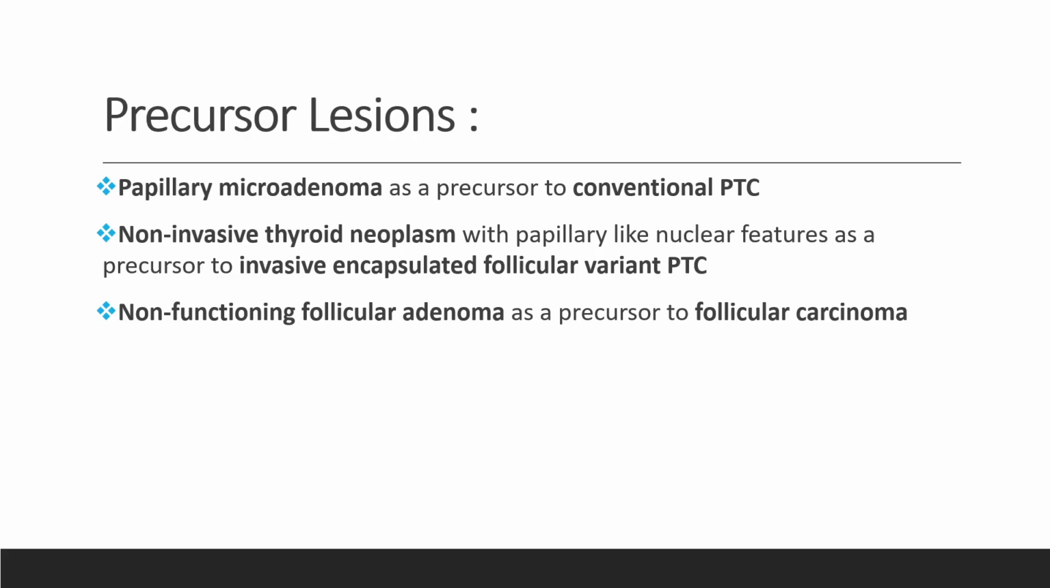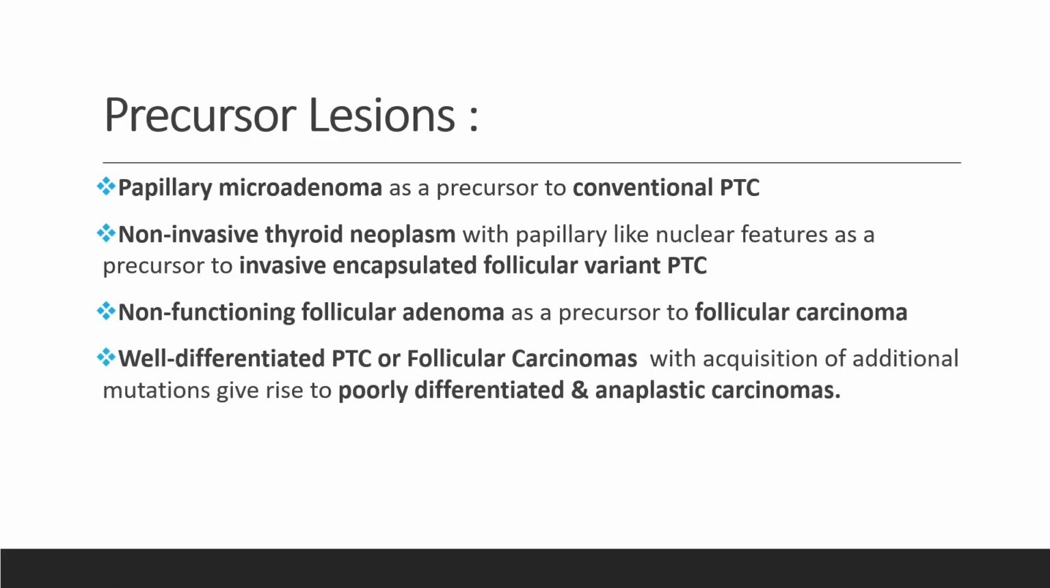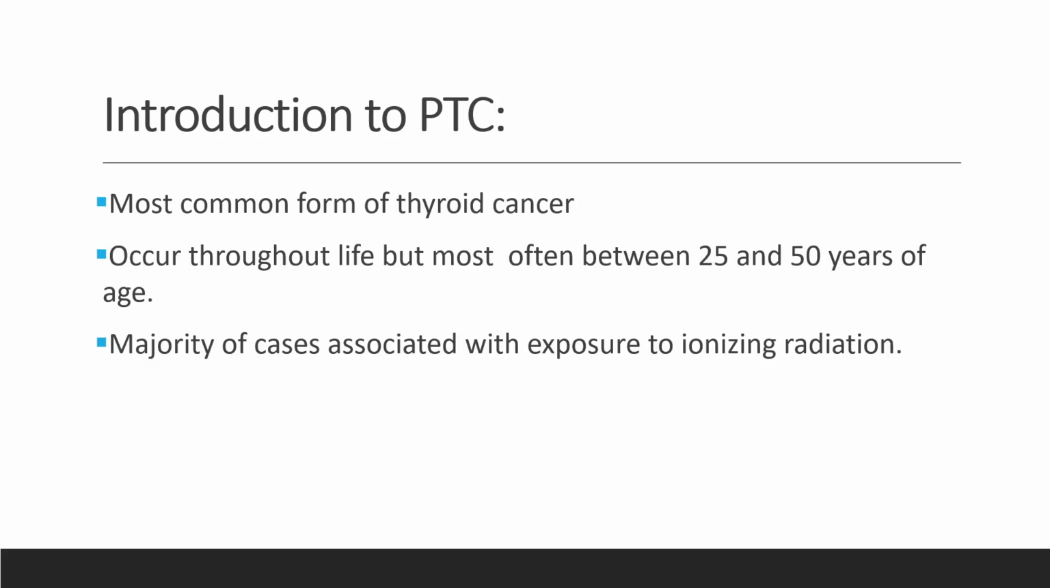And non-functioning follicular adenoma could be the precursor to the follicular carcinoma, and similarly the well-differentiated follicular carcinoma, with acquisition of an additional mutation, gives rise to poorly differentiated and anaplastic carcinoma. That means these poorly differentiated and anaplastic carcinomas are derived from the well differentiated papillary thyroid carcinoma or follicular carcinoma only after the acquisition of the additional mutation.